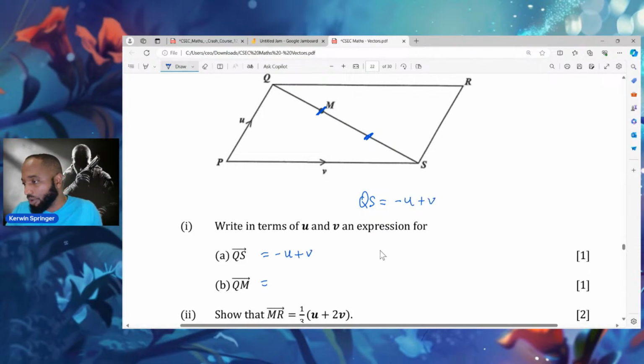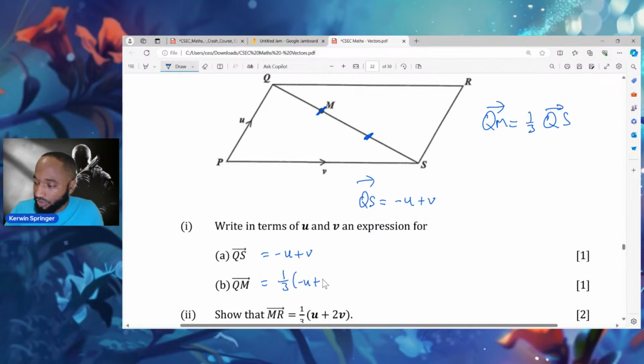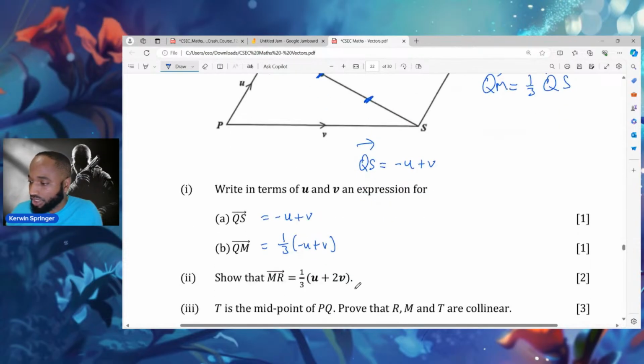What is Q to M now? Well, Q to M is 1/3 of the way Q to S. And ladies and gentlemen, we just found Q to S is negative U plus V, or V minus U if you rearrange it. So it's 1/3 of negative U plus V. Now we need to show that M to R is 1/3 of U plus 2V. So this is a show-that question, where they give you the answer and you need to figure out what is going on.